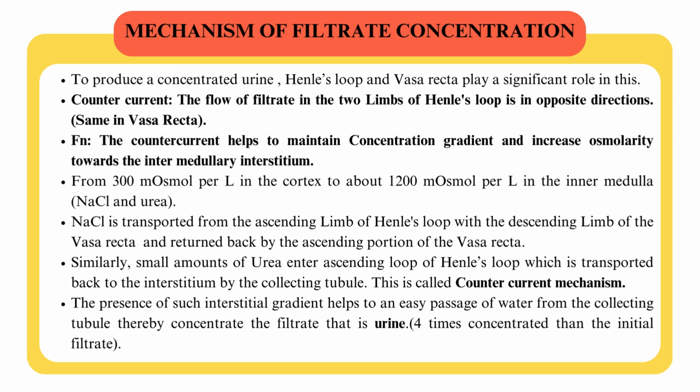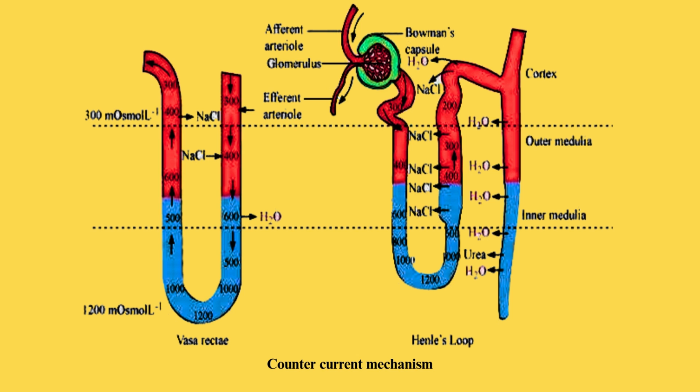Countercurrent: the flow of filtrate in the two limbs of Henle's loop is in opposite directions. Same in the vasa recta. The countercurrent helps to maintain the concentration gradient and increase osmolarity towards the inner medullary interstitium. See this picture. From 300 mOsmol per L in the cortex to about 1200 mOsmol per L in the inner medulla, sodium chloride and urea.